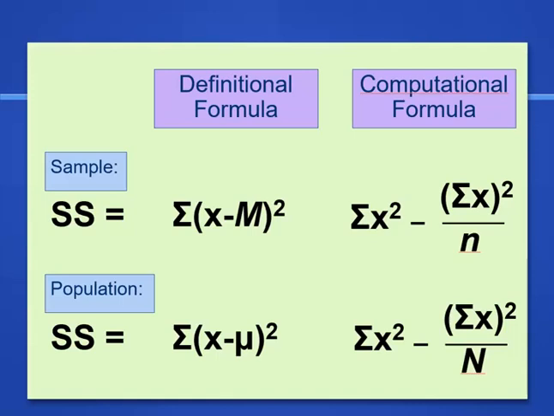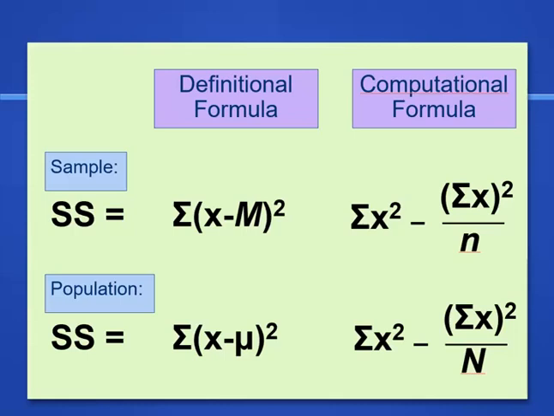So the definitional formula is very direct and intuitive, right? It's simply the sum of our squared deviations. For each one of our scores, we're going to subtract the mean from each raw score, square that difference. We're going to do that for all of our scores, and when we've done that, we're going to add it up. And that will give us our sum of squares. So take each score, subtract the mean from each score, square that deviation, and then add them all up.